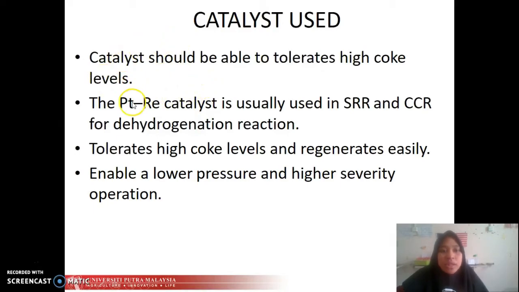Platinum is a suitable catalyst for the dehydrogenation and isomerization processes that take place in the reactor. Rhenium acts as a promoter to stabilize the platinum and to increase the platinum activity. Without it, this catalyst cannot tolerate high coke and cannot regenerate easily. If high coke occurs, the deactivation of the catalyst will occur very fast, and we need to change the catalyst in the reactors often.